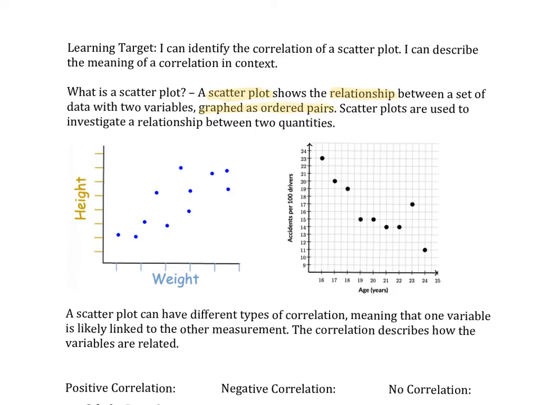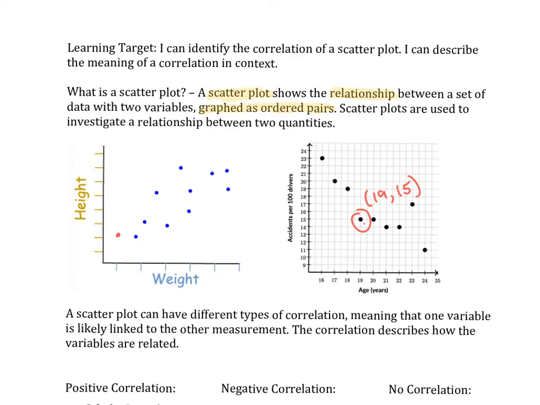Okay, so in this first example here, we have height and weight, and that's graphed right there as an ordered pair. Okay. In this other one here, we would have age. So let's say like 19. So this point here, the coordinates of that point would be 19 and 15. Okay. So that's saying there's a point of data where someone's age is 19 years and the accidents per 100 drivers are 15 for that. Okay.